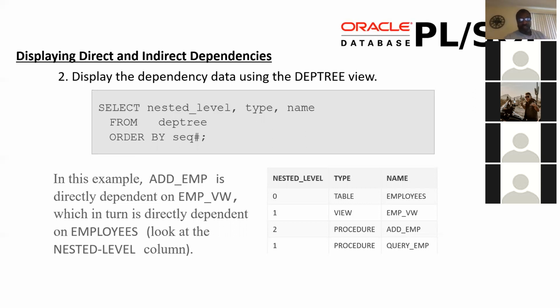It'll tell you that employees is a table, it's not nested. This imp VW is a view, that's a procedure, that's a procedure. And see, this is a nested one. Basically I'm just showcasing how this would be listed in a result table if you had these particular objects in your database.